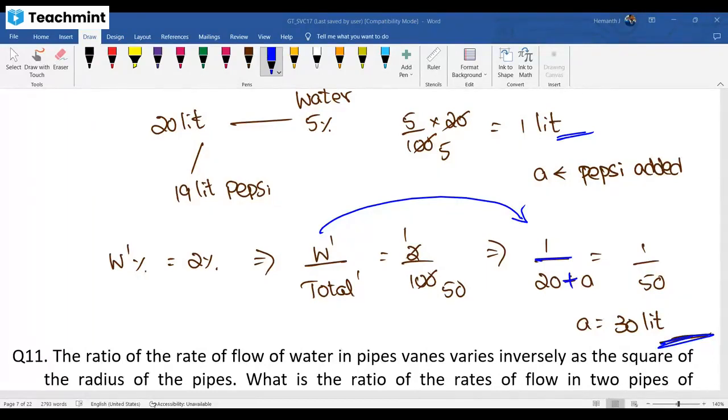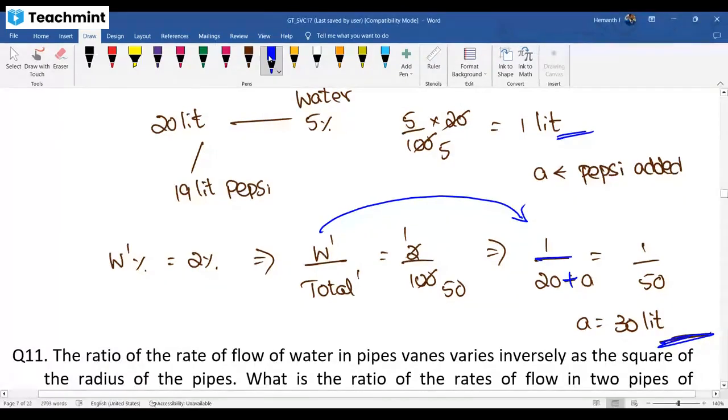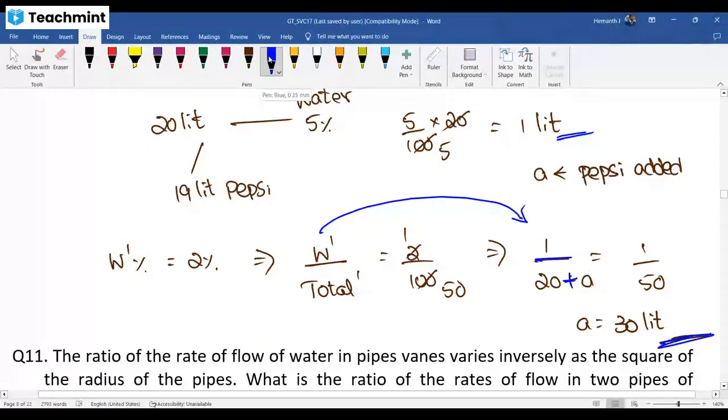Are you clear with this question? How we got that 30 liters? Clear? Right. Now see the next one.